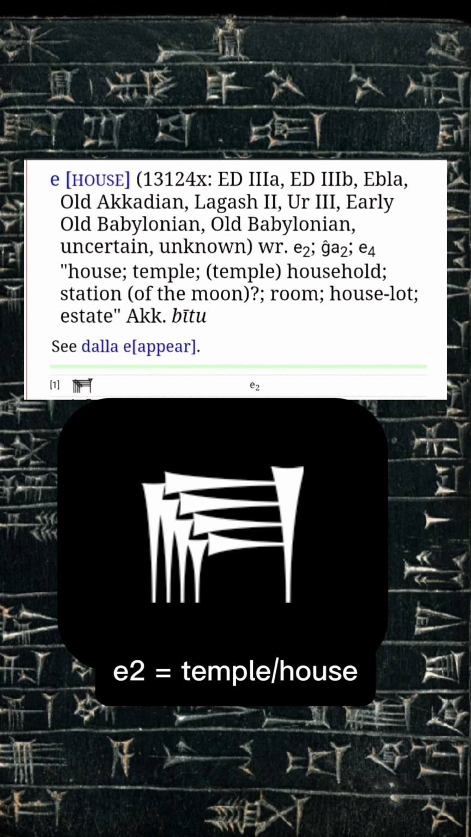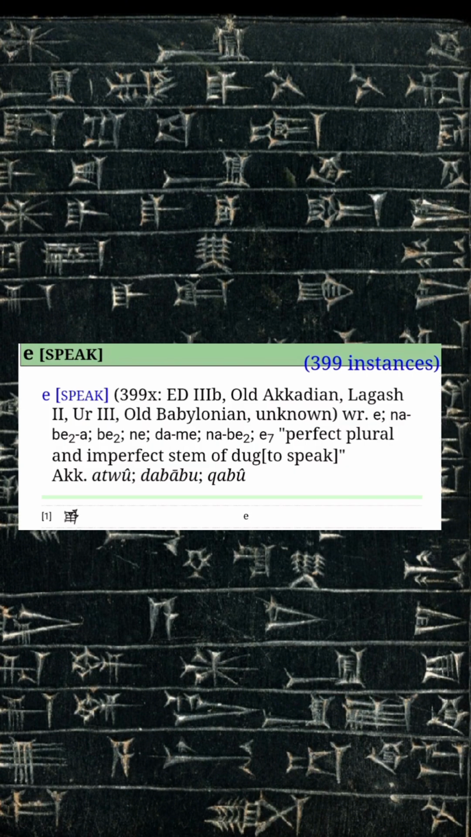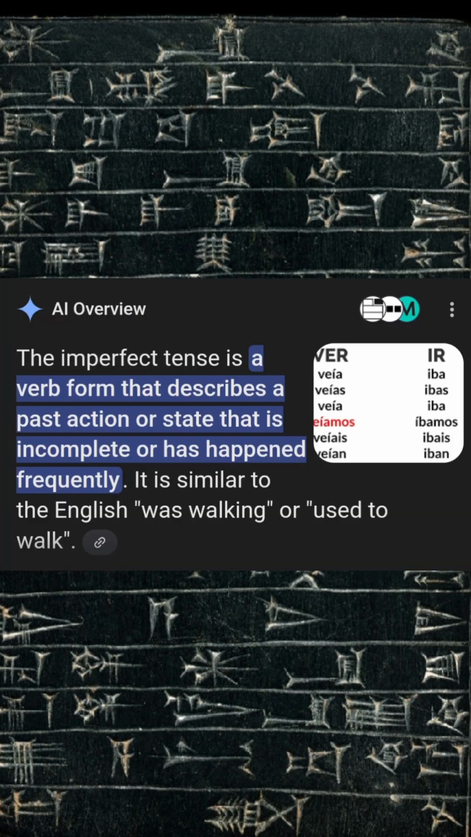This is the correct sign for A2, and it means temple, and this is often used as a case marker. It does have a base value too, and it can mean "to speak" in the imperfect form, or in English we would consider that sort of a present-future tense. It means ongoing. We don't actually have an imperfect tense in English though.